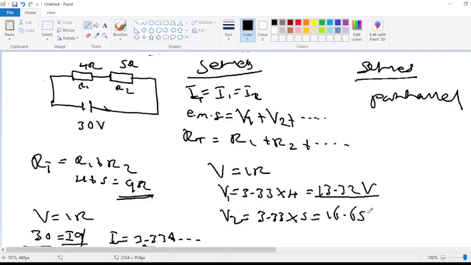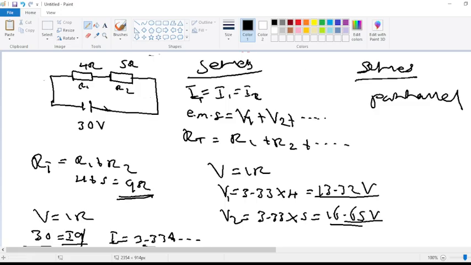Okay, so these are the values of the voltages that you can have. So the voltage at R1 here is 13.32 volts. The voltage, the electromotive force at R2 here is 16.65 volts. But the current is just the same throughout. So this is the circuit in series.